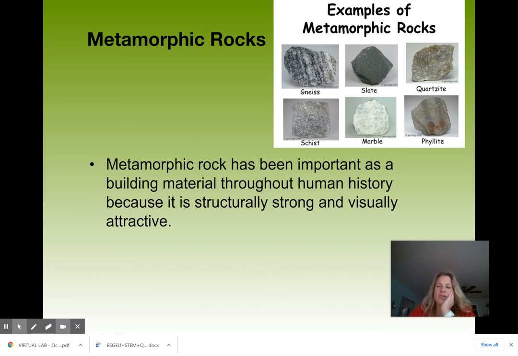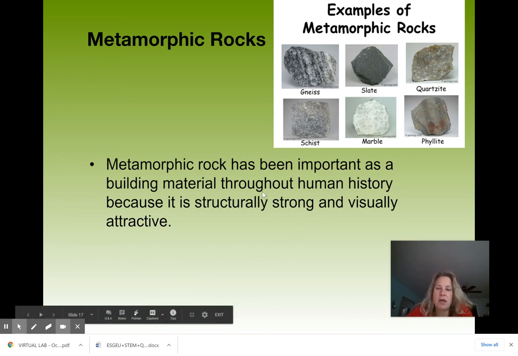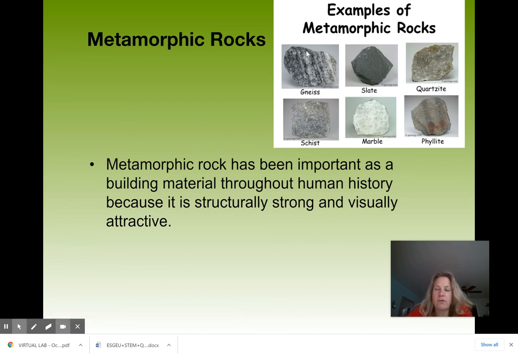And the last one is metamorphic. So metamorphic is a changed rock. Metamorphism means change, just like a butterfly metamorphosizes. So metamorphic means that it's been changed. So here we've got some examples of metamorphic. We've got gneiss, slate, quartzite, which is formed from sand. This is formed from shale. This is formed from a rock called gabbro. And then schist, marble, and schist is a type of slate. It's just undergone more metamorphism.